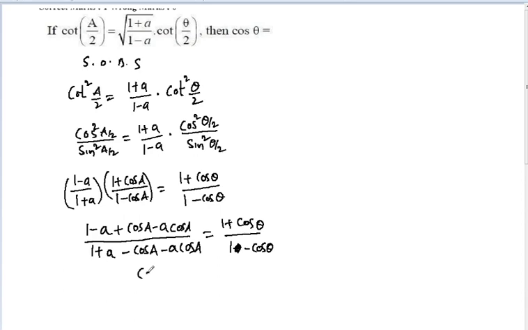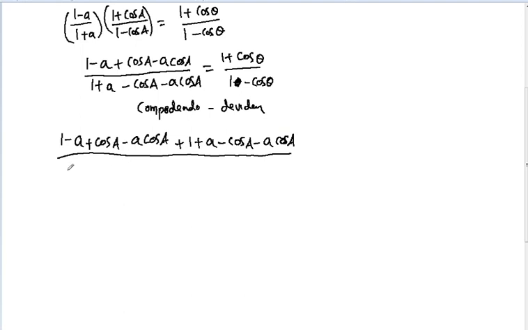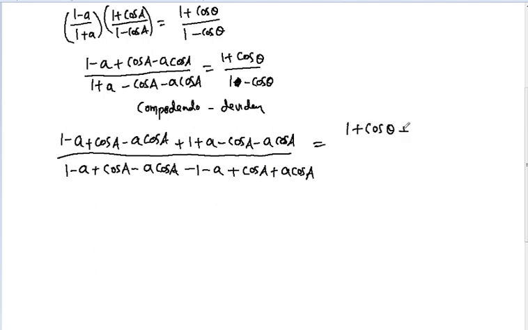Now we are applying componendo and dividendo, that is numerator plus denominator by numerator minus denominator, that is equal to 1 minus a plus cos a minus small a cos a plus 1 plus a minus cos a minus a cos a whole by 1 minus a plus cos a minus small a cos a minus 1 minus a plus cos a plus small a cos a is equal to 1 plus cos theta plus 1 minus cos theta by 1 plus cos theta minus 1 plus cos theta.